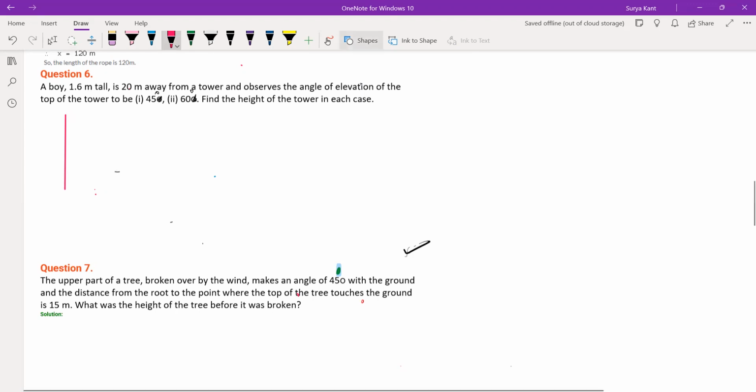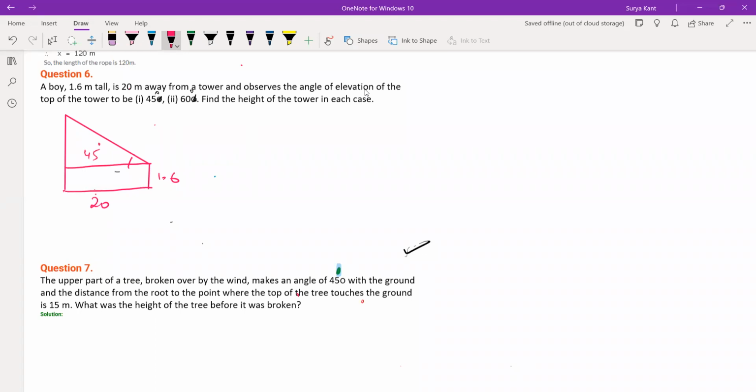So this is the tower, a big tower. One guy is just 1.6. Just make one line over here. This is 1.6. This is the tower, complete big tower, right? He observes the angle of elevation of the top of the tower to be 45 degree and 60 degree. So there are two questions over here. Once you consider 45 and then 60. In both the cases, we have to find the height of the tower.